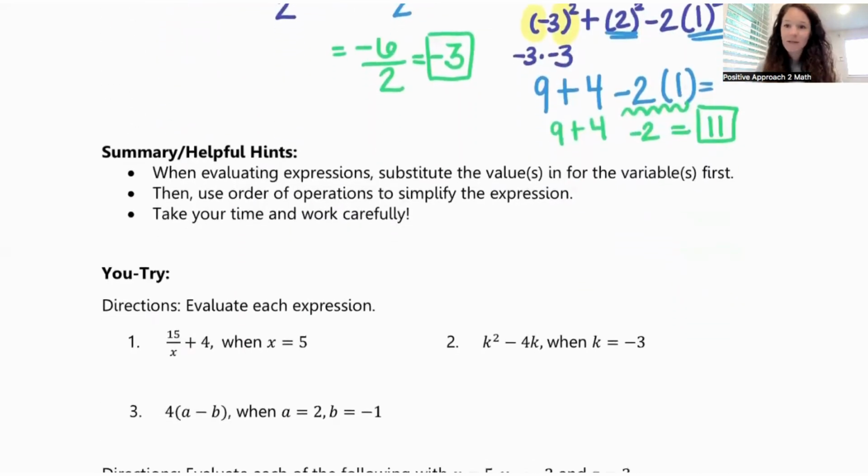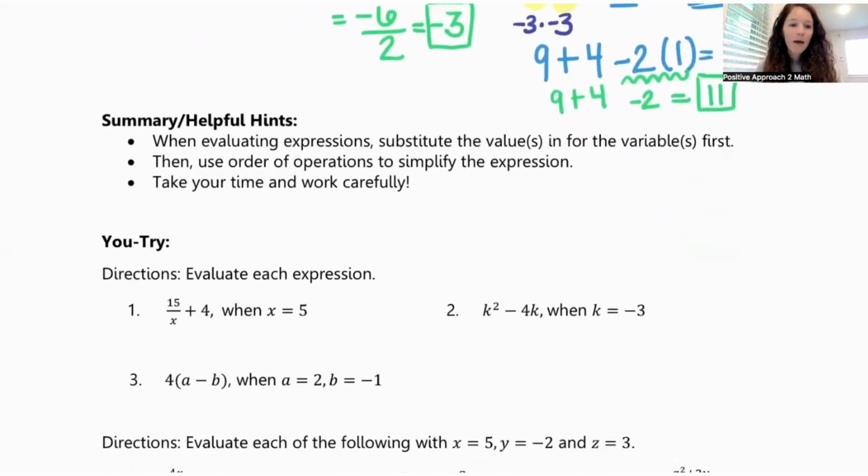Let's talk about some of these helpful hints. When we are evaluating expressions, you substitute your values in for your variables first. Okay, we want to do that first. Whenever you see a number and say you're substituting a value in, remember you are multiplying, right? So it becomes 7 times that value. It does not become 72. It would become 7 times 2, or whatever your value is. So I always like to put it in parentheses to indicate that 7x was really 7 times x.